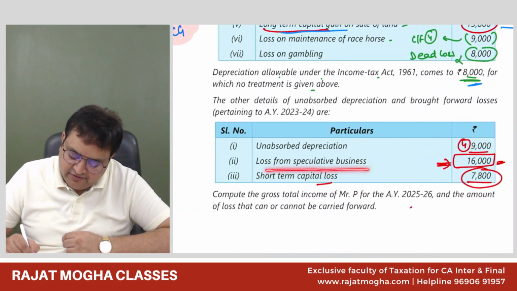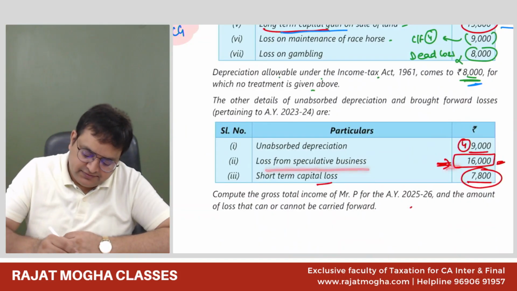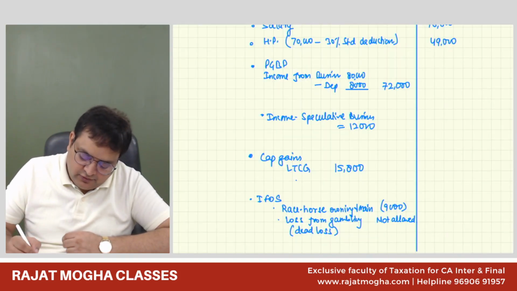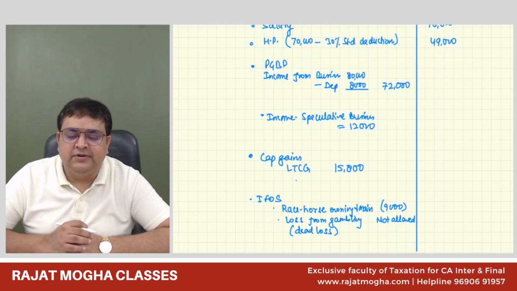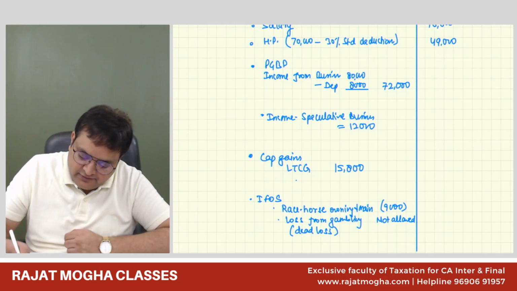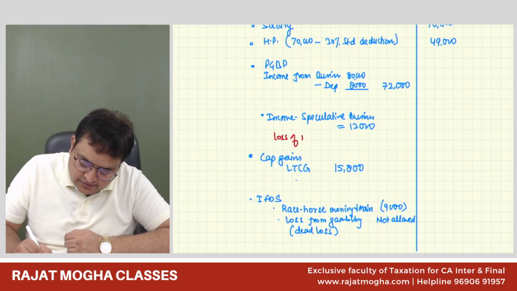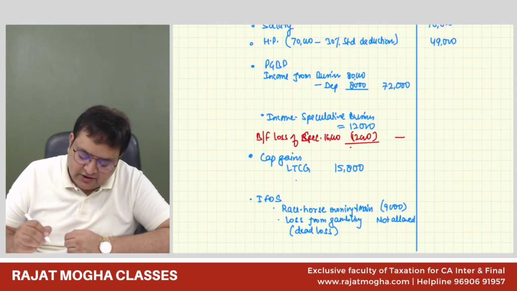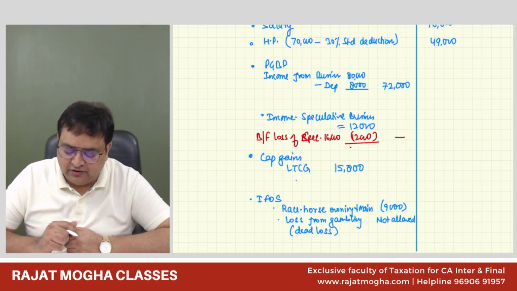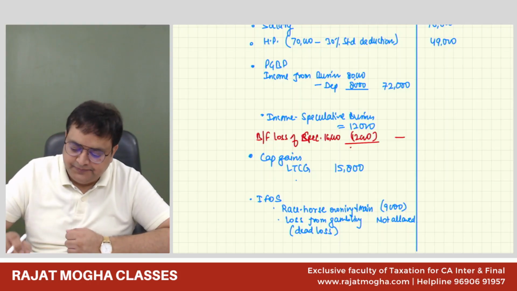Loss from speculative business is 16,000. Loss from speculative business can be set off only against speculative business income of the current year. So now last year's losses. This is brought forward loss of speculative business, 16,000, but maximum only 12,000 we can set off here. So it will become 0. And we'll write a note that 4,000 will be carried forward.